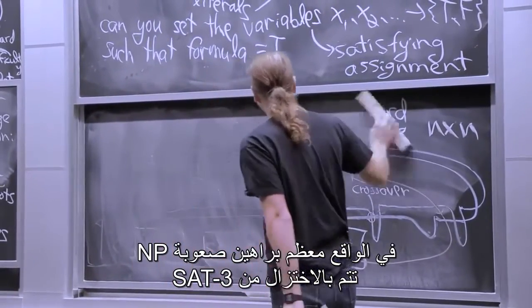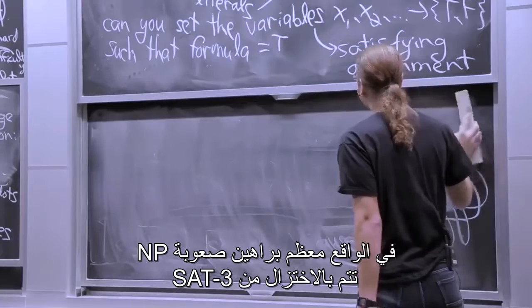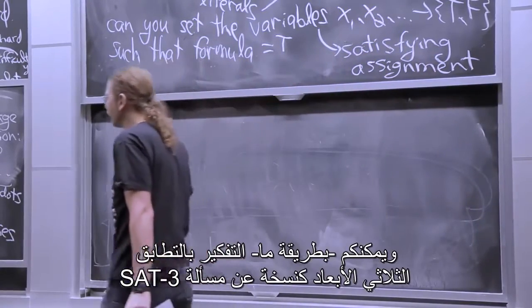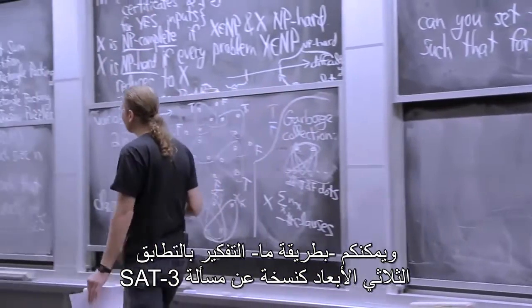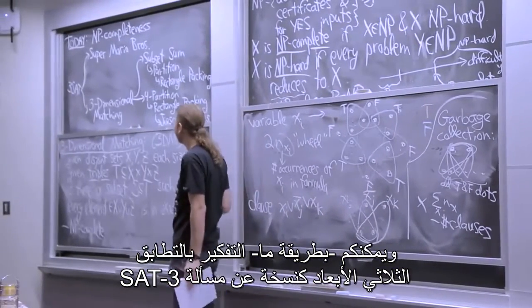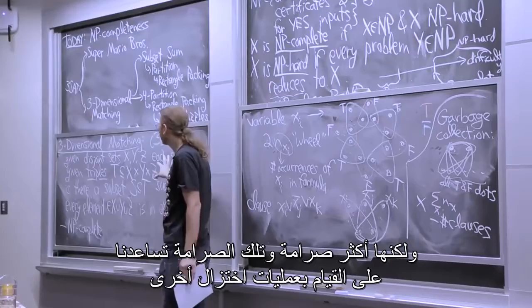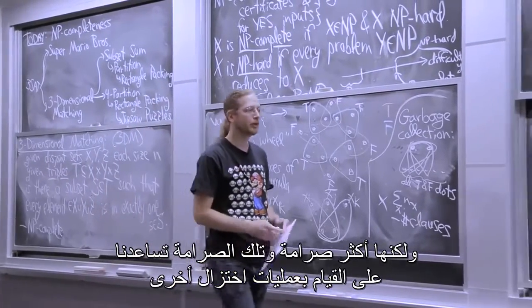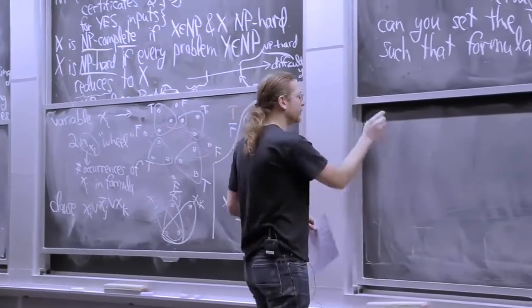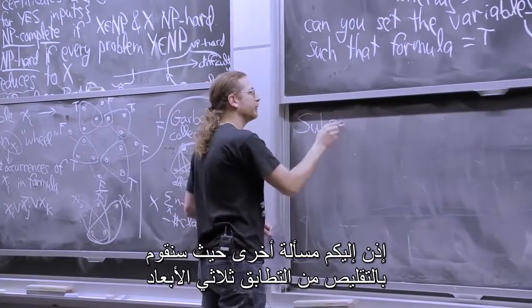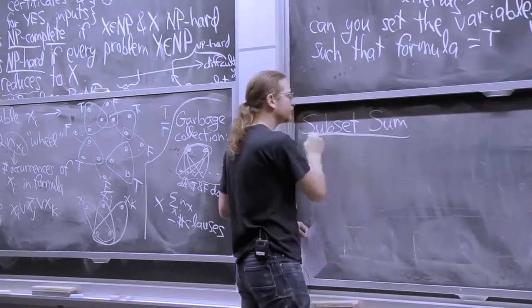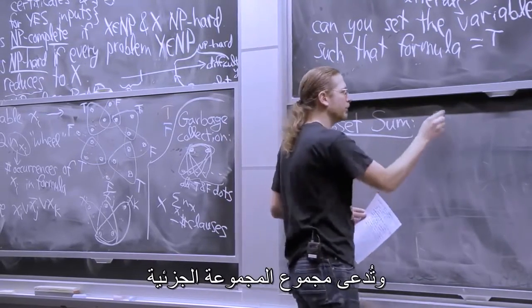In the world, most NP hardness proofs are reductions from 3SAT, or some variation of 3SAT. In some sense, you can think of three-dimensional matching as kind of like a version of 3SAT, but it's a little bit more stringent, and that stringency helps us do other reductions. So here's another problem where we'll reduce from three-dimensional matching. It's called subset sum.